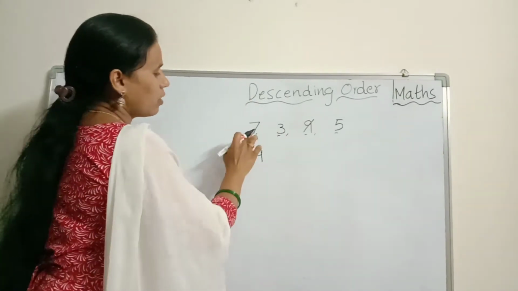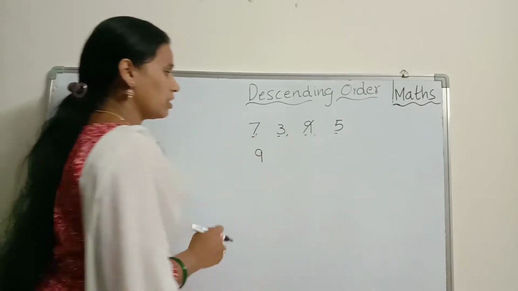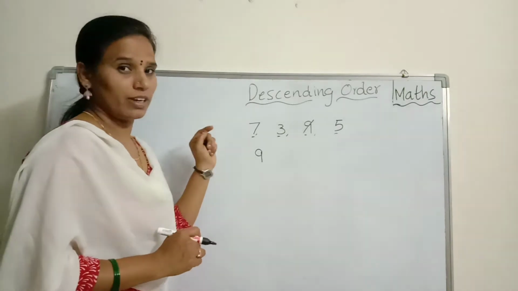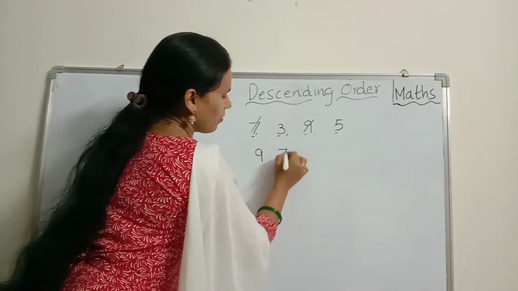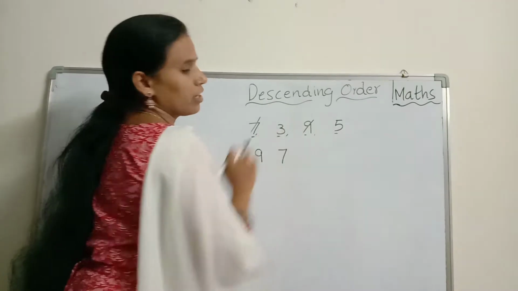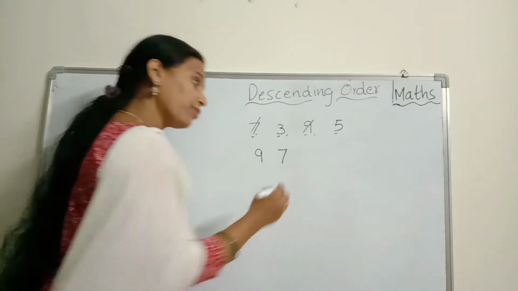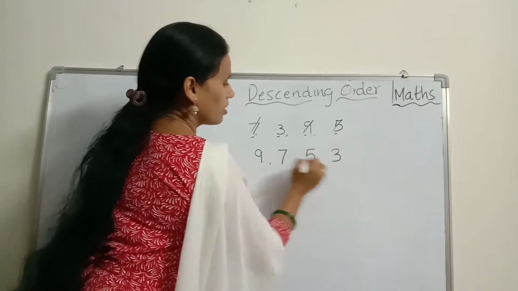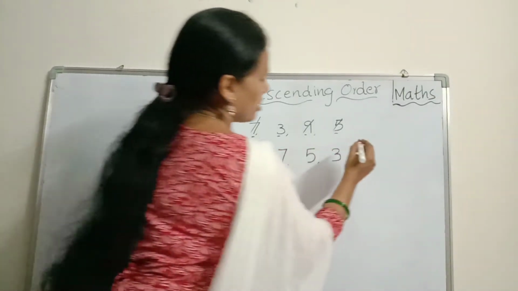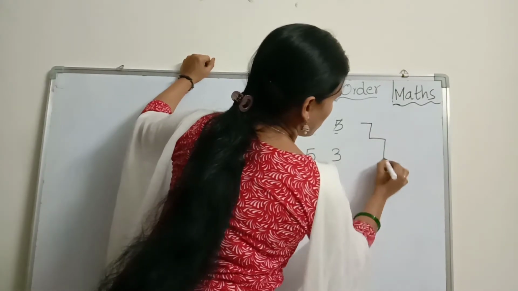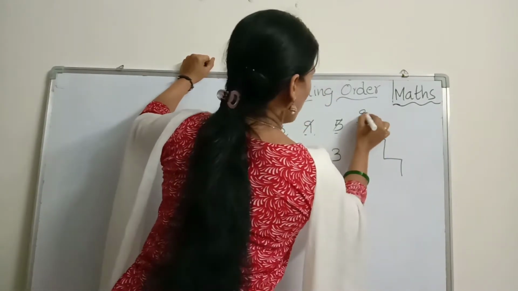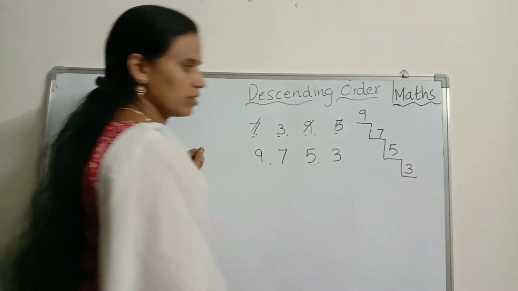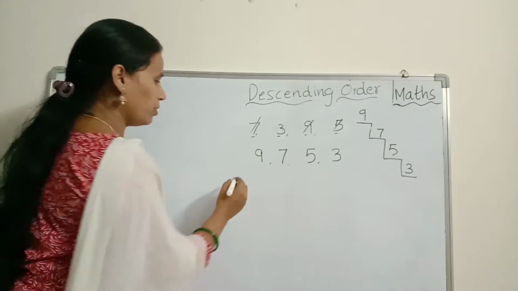It's over. Now 7, 3, 5 are there. You compare these 3 numbers. Which is the big number? 7, right? So 7. Now we compare 3 and 5. Which is the big number? Number 5. It's over. Last 3. Children, do you understand? This one you can write in steps. 9, 7, 5, 3. Okay? One more example.